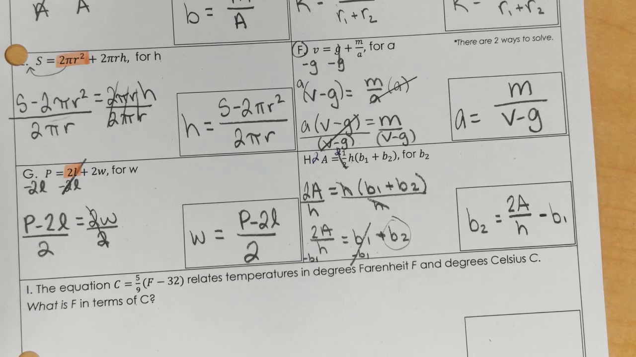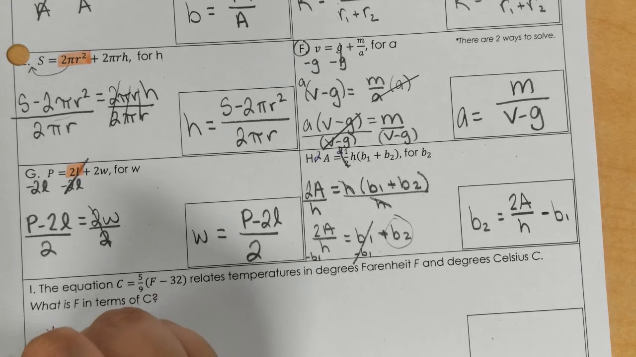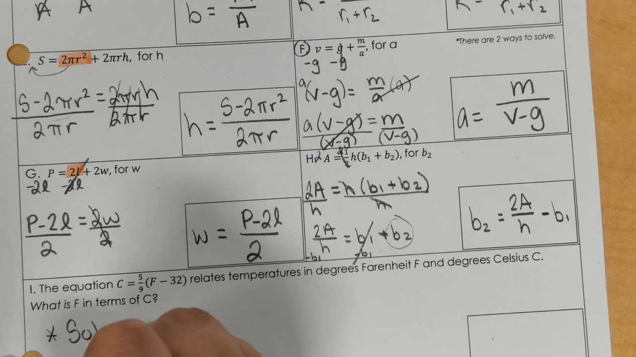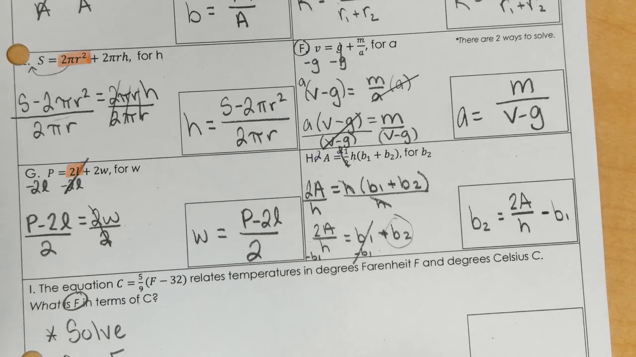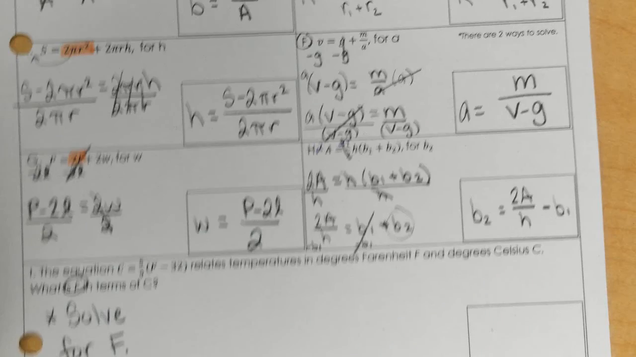Okay, the last problem, it says the equation c equals 5/9 times the quantity f minus 32 relates temperatures in degrees Fahrenheit and degrees Celsius. What is f in terms of c? What does that mean? That means that you need to solve for f.